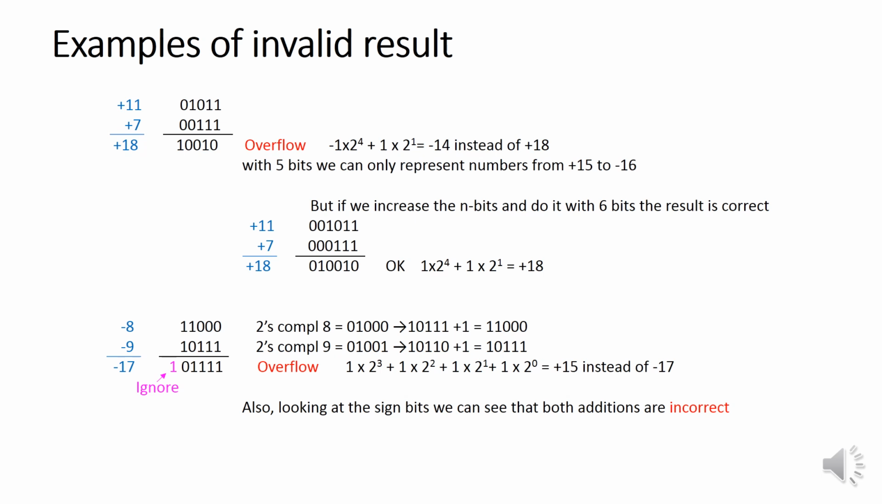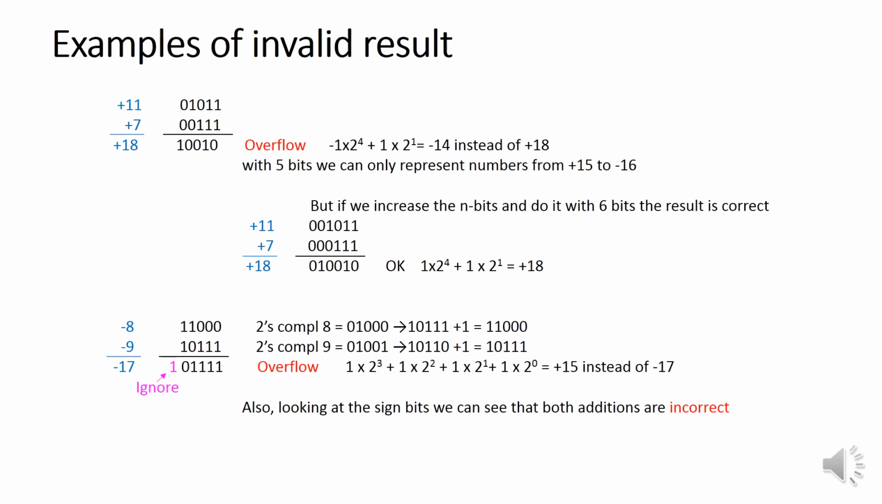Now we will see a couple of practical examples of addition and subtraction generating an invalid result. The first example is the addition of two positive numbers that converted into decimal correspond to the addition of +11 plus +7 equal to +18. As you see, the most significant bit of each addend is 0, meaning that they are positive.